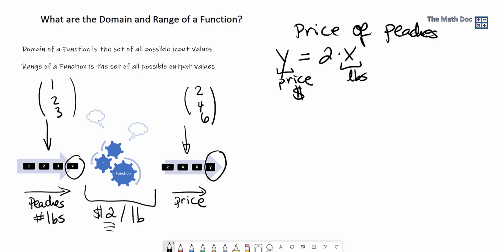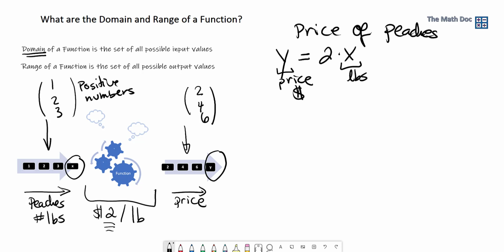and our outputs here were 2, 4, 6. Now, the domain of a function, and you may have seen this definition, although if functions are new to you, then this definition might be a little bit confusing, but the domain of a function is the set of all possible input values. In this case, we can have any number of pounds. So it's really all these integer numbers. We can't have a negative amount of peaches, so it's positive numbers. So let's write that here, positive numbers.